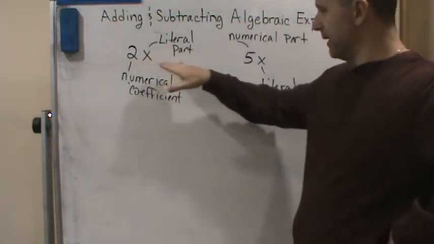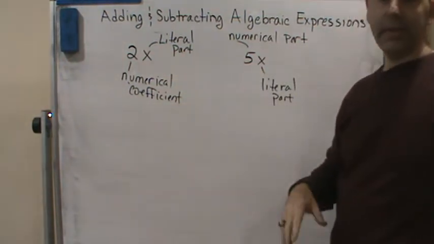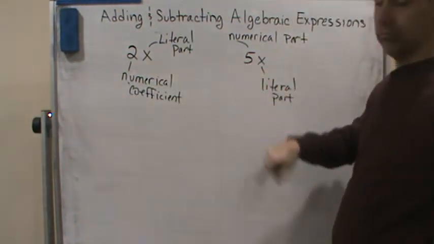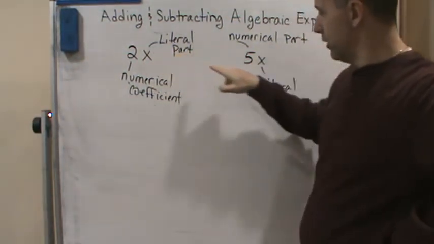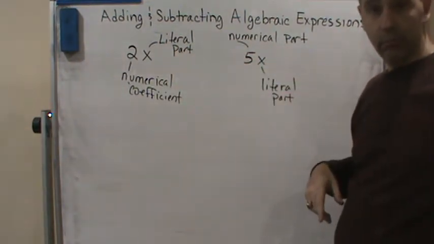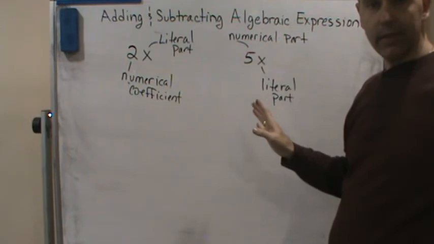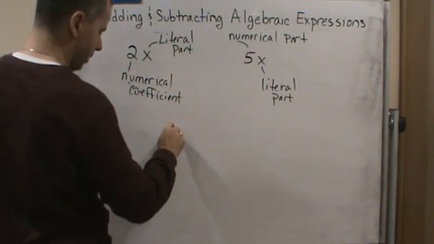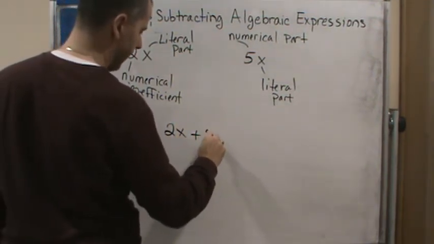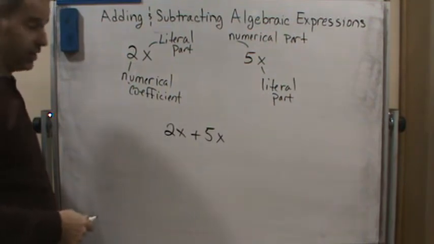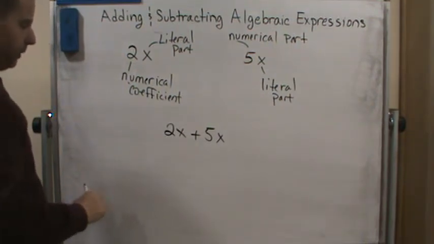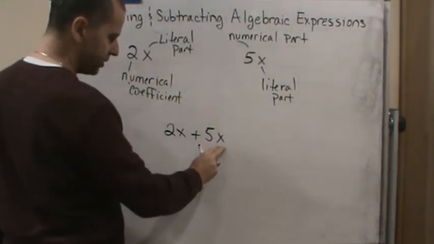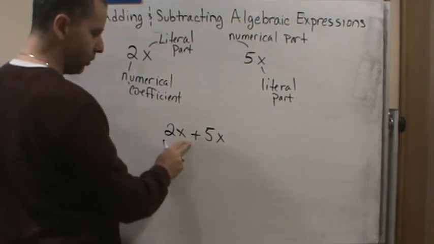So in this case here, this would be an example of two terms that are like terms. Why? Because they both have x, and they both have x to the exponent of 1. So these would be considered like terms. So if I had something like this, 2x plus 5x, I can combine these using addition or subtraction. Because now I'm saying to myself, I have 2 x's and I have 5 x's, and I want to add them together.